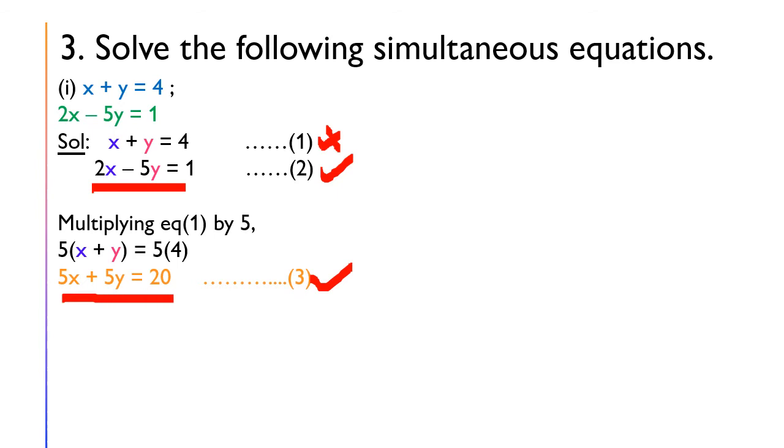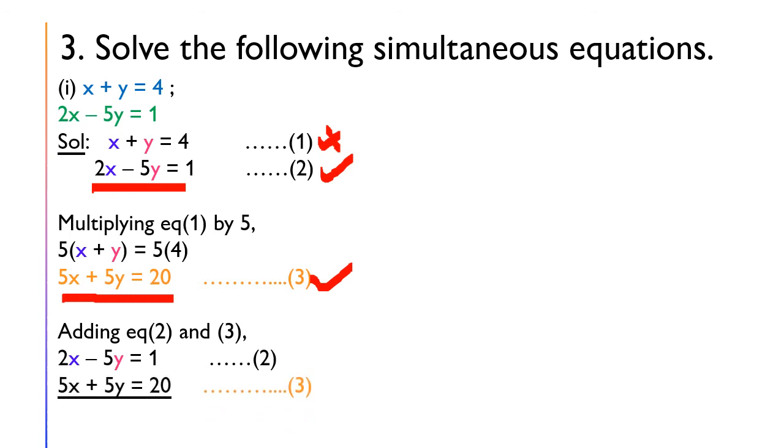Here I have 5y and 5y, and I also have minus sign and plus sign. When you have these opposite signs, what we do is we directly say that we are going to add. Okay, we say adding equations 2 and 3. These are equations 2 and 3, and then we arrange it in proper way. We say 2x minus 5y is equal to 1 and 5x plus 5y is equal to 20. So now we are going to add them. So when we add them, what will happen?